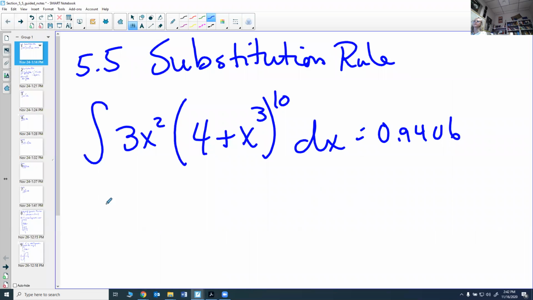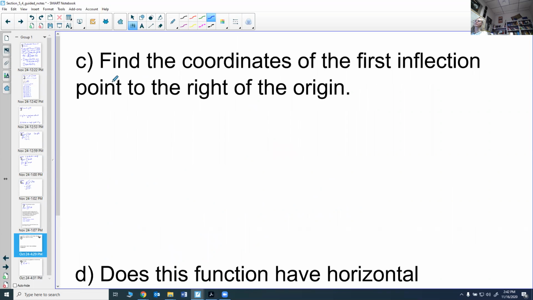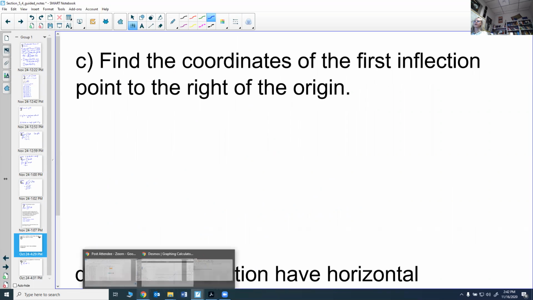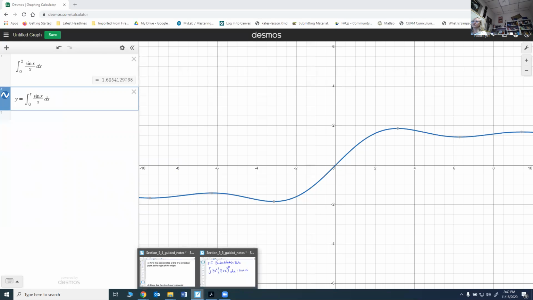Okay. I can copy and paste in here. I'm not going to this time, but you can do that. You can find the coordinates of the first inflection point to the right of the origin. So again, looking at this graph from Desmos, I can find that first inflection point. That's just where the second derivative is 0. So we can find those values out. And you can see it straight from here. You can kind of estimate what that value is. Technology is wonderful for us and helps us with that.